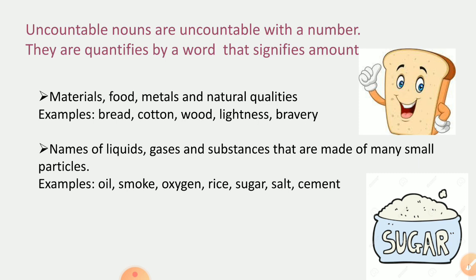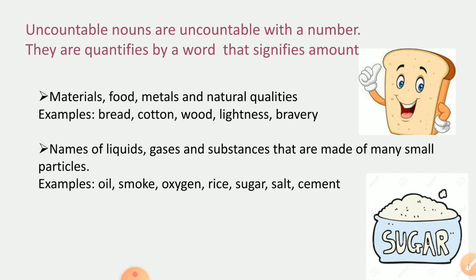Now, moving on to the next. Names of liquids, gases, and substances that are made of many small particles like oil, smoke, oxygen, rice, sugar, salt, cement. You can't count the smoke, okay? It's a pollution.